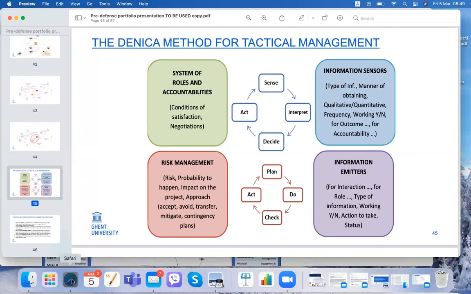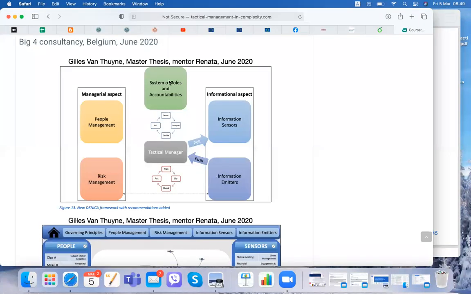What Gilles did was he included the system of roles and accountabilities with these Deloitte managers and the information sensors and emitters, and clarified that, because I don't explain it nicely, and it's hard to understand what information sensors are and what information emitters are. So he tried to clarify this to the managers and in the thesis, that these are the ones that are to be pulled, and these other ones need to be pushed to be obtained. So that somehow clarifies things.